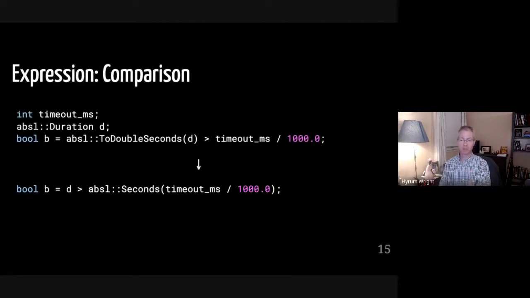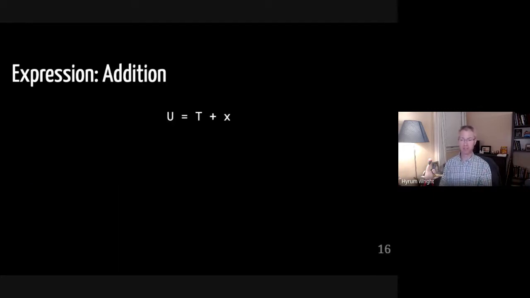Similarly, we can change comparisons, right? So in this case, we know that we have a thing that's in the seconds domain on the left-hand side, and we can convert that to the seconds domain on the right-hand side. And again, that gives us the ability to perform potentially additional simplifications. And we move to something like addition.